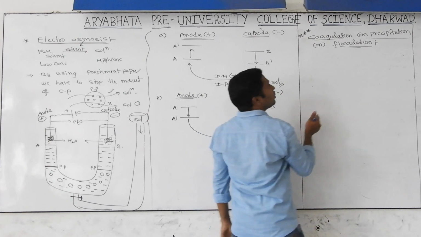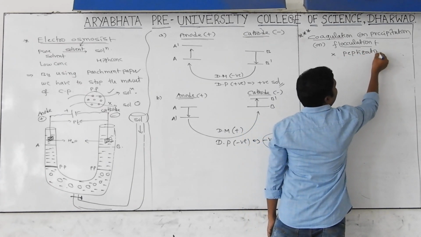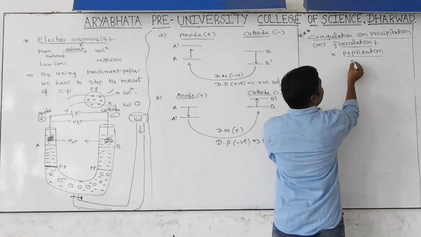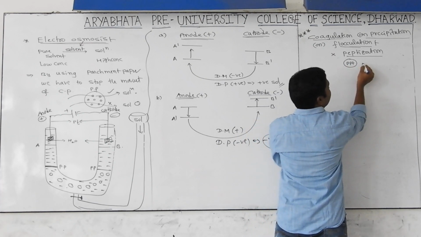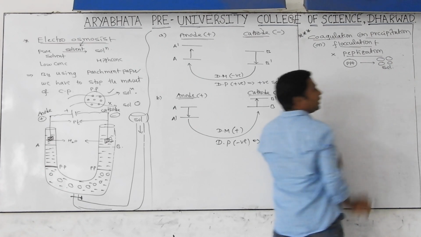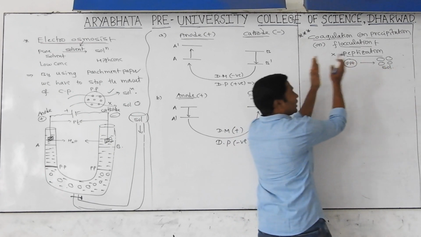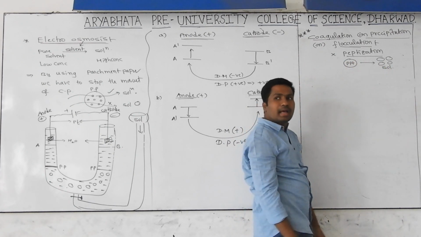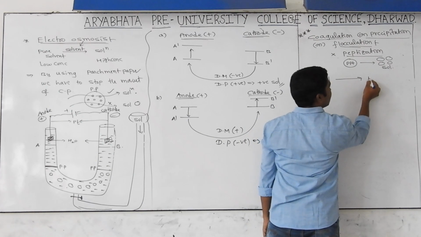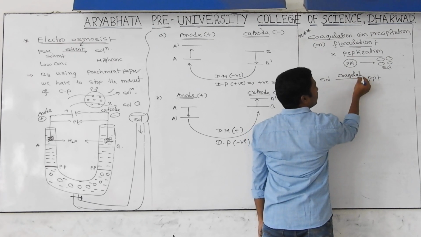Just see, what is the meaning of coagulation? It is quite opposite to peptization. You already have the peptization technique for the preparation of the sol. What did you do there? You take precipitate particles and, by doing something, break them into small particles. That phenomenon is called peptization. Coagulation is the reverse, I am telling you. What do you mean by this? Sols are becoming precipitate. That phenomenon is called coagulation. It is a process in which sol particles are converted into precipitate particles.